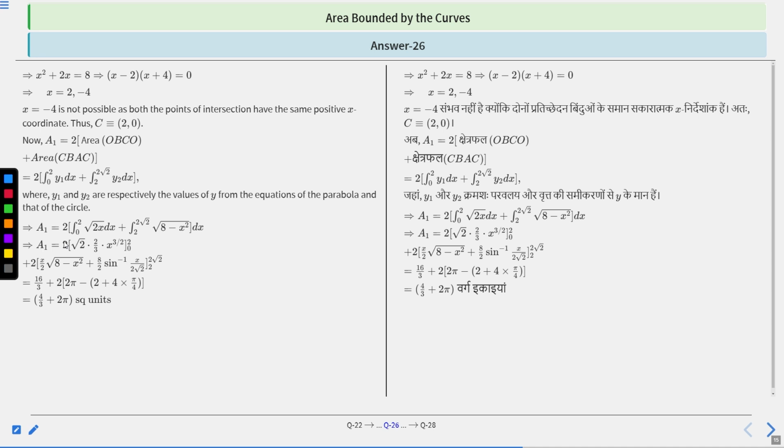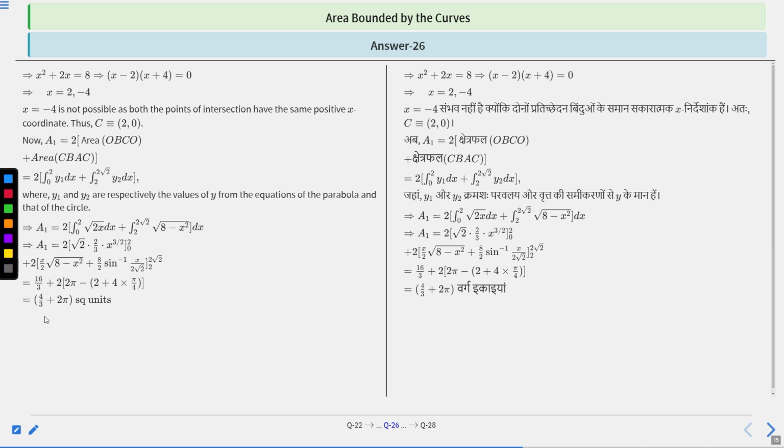Therefore A1 is equal to 2 times the integration from 0 to 2 of root 2x dx plus the integration from 2 to 2 root 2 of root of (8 minus x square) dx. Therefore A1 is equal to 2 times [root 2 times 2 by 3 x to the power 3 by 2] with limits from 0 to 2, plus [x by 2 root of (8 minus x square) plus 8 by 2 sine inverse (x by 2 root 2)], with limits from 2 to 2 root 2, right?